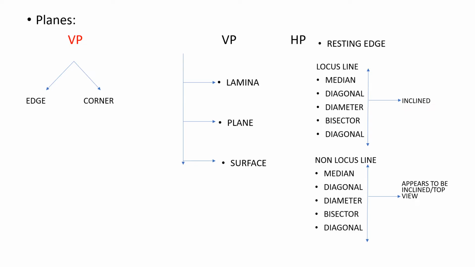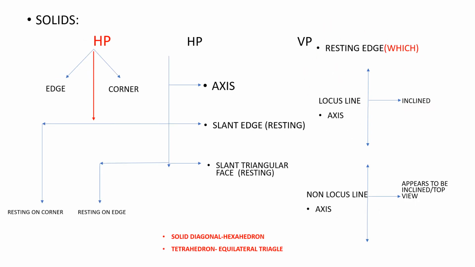Okay, so this is again the same similar steps you can repeat with respect to the VP. If it is resting on VP, again there will be only two options, edge or a corner, as we have shown with respect to the HP. And again in the second position we will have only three options, and again with respect to the HP we will have the same locus line, non-locus line problem, or maybe the resting edge condition. You can just refer to that in order to understand with respect to the plates.